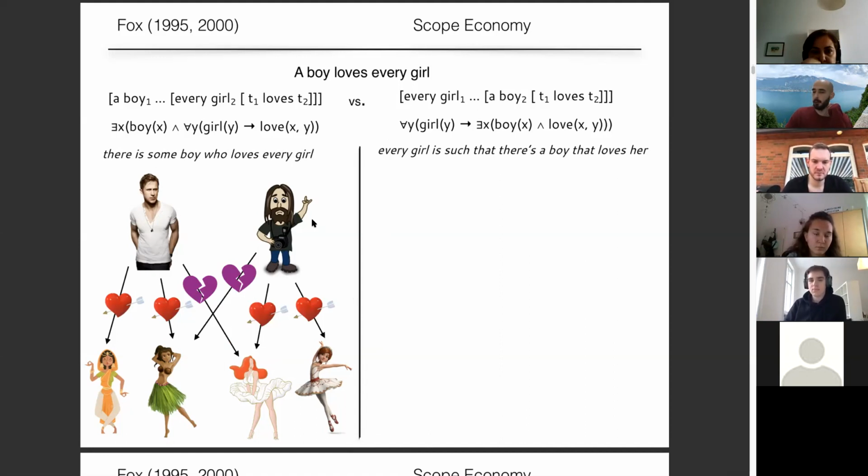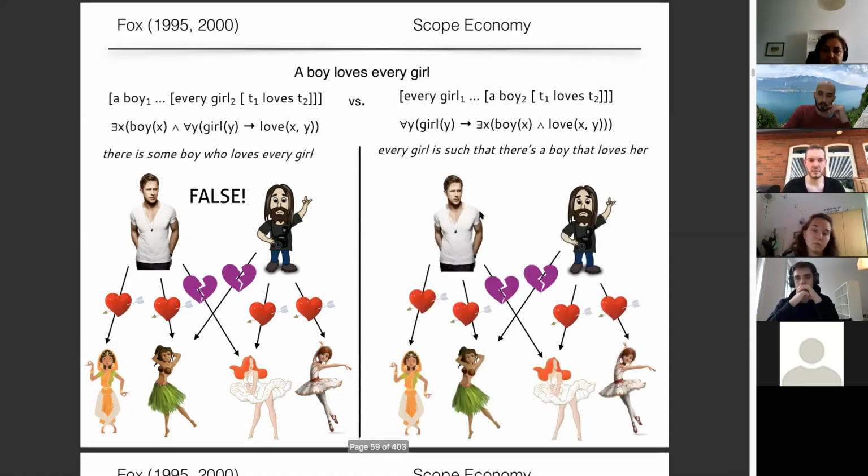So now, very important question for you. Let's take this situation, okay? And I'm gonna ask you, is there some boy, either Ryan Gosling or this guy, who loves every girl? No. No, right? There isn't, because this guy doesn't love this girl, this guy doesn't love this girl. Good. Now let's move to the girl's perspective, and let's scope out every girl so that it takes scope over the indefinite. So this is false.